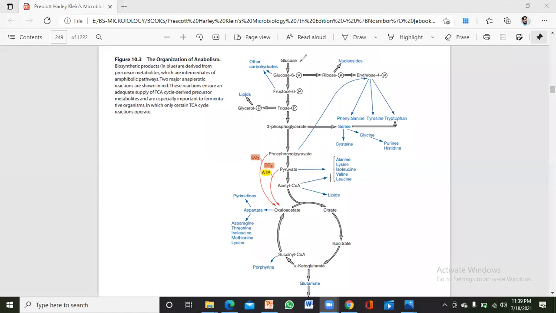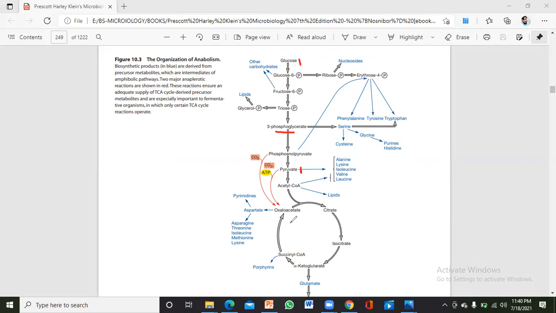First of all, we will start from glucose. From glucose to pyruvate, this is glycolysis. In glycolysis, different components are formed, and these components are used in the formation of amino acids. Just look at the phosphoglycerate, it gives rise to serine. Pyruvate gives rise to alanine, lysine, isoleucine, valine, and leucine. And this is the phosphoenol pyruvate. It can give rise to phenylalanine, tyrosine, and tryptophan.